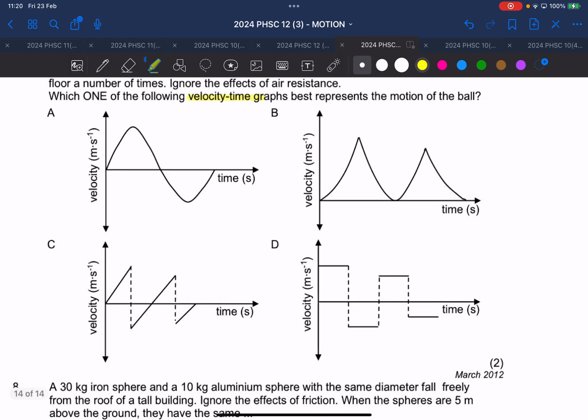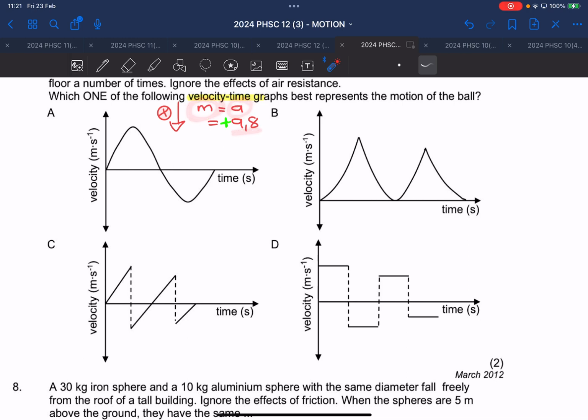Right. What does the gradient tell you? The gradient gives you acceleration. What is the acceleration? 9.8. Positive or negative? They didn't tell us which one they chose to be positive. In which direction is the ball going first? Down. So I'm hoping they chose down to be positive. So it's positive 9.8. And a positive 9.8 gradient looks like this. And the acceleration is constantly 9.8, so it means the gradient is constantly the same.